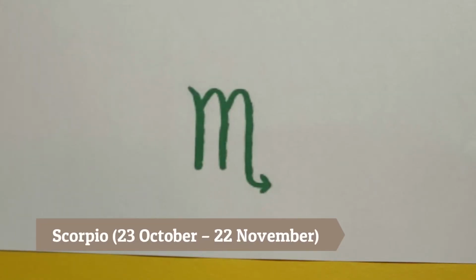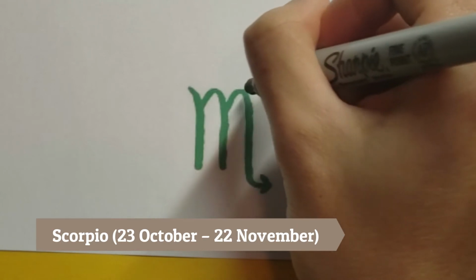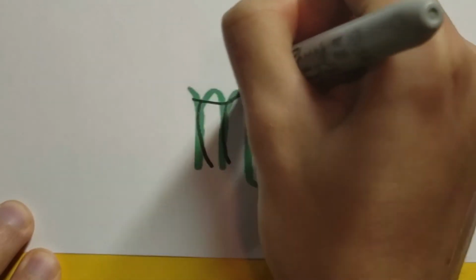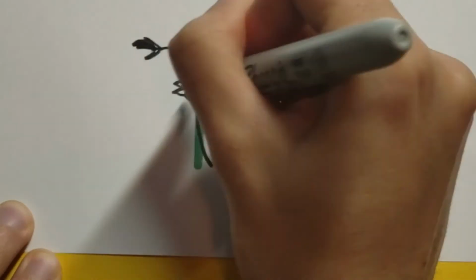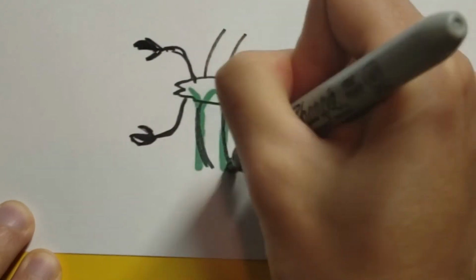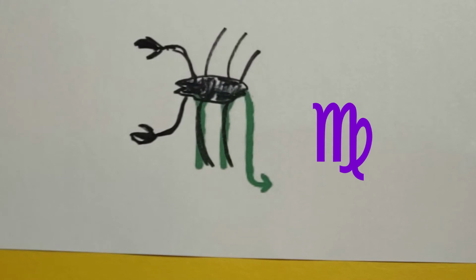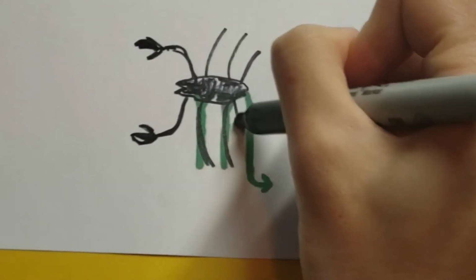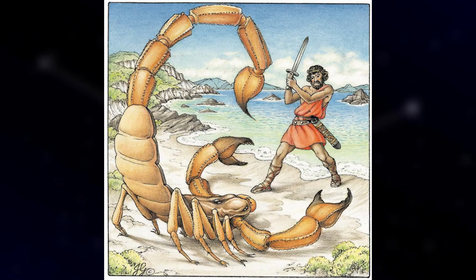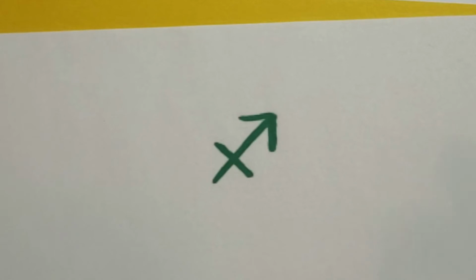Scorpio, or what the Babylonians knew as the creature with a burning sting. The Scorpio symbol is very similar to Virgo, but this one has a tail pointing out, not curled in on itself like the maiden. The Greeks have a myth about Artemis and Leto sending a scorpion to kill Orion because he wanted to kill every animal on Earth.